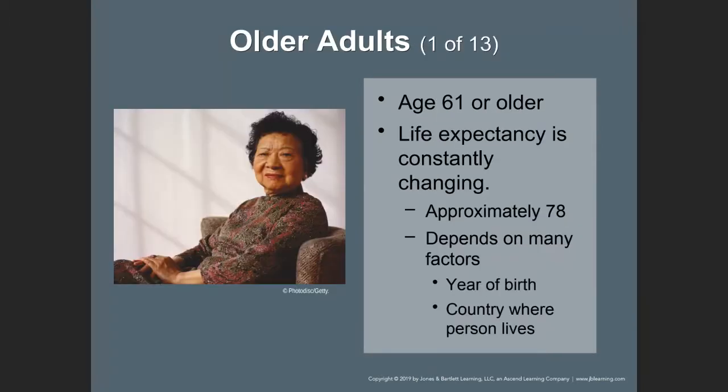Older adults. The older adult age group is age 61 or older, and the life expectancy is changing constantly, approximately 78. Persons are living beyond that now because they are more health conscious and are taking better care of their bodies as they get older. It depends on many factors: year of birth, country where the person lives, and of course, where the person lives is going to be a huge factor.